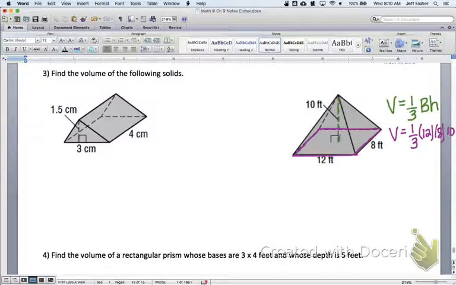times 10. Not sure why I'm writing off the screen when I have so much white space over here, but these things happen. So the volume equals, let's see, 1/3 of 12, I could do that, 4 times 8 times 10. 32 times 10, 320 cubic feet. This is our answer, highlighted.